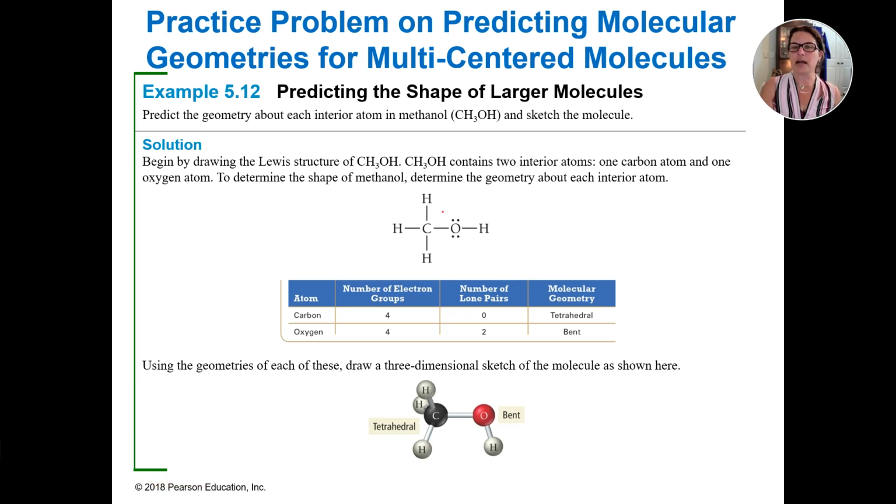And if I look at this oxygen, it's bonded to 1, 2 things, and it has 2 sets of lone pairs. So 2 lone pairs and 2 attachments for electron pair geometry means tetrahedral. For molecular shape, like water, it'll be bent.